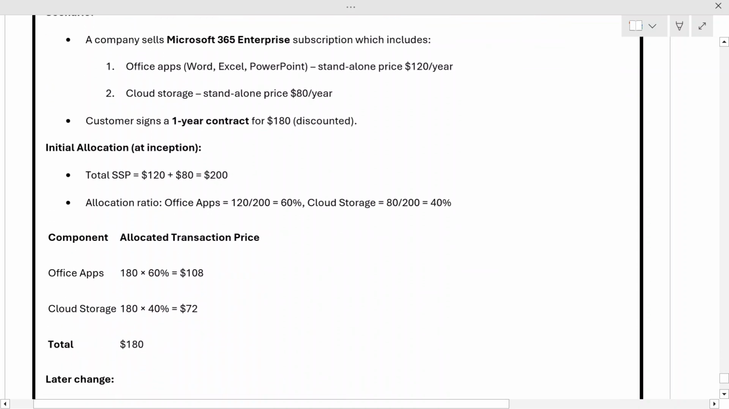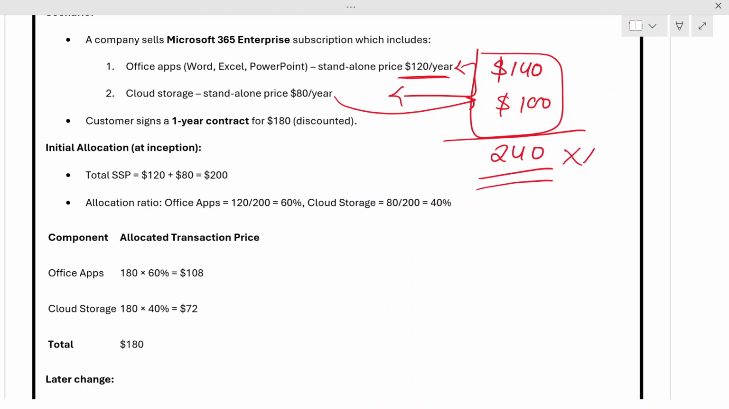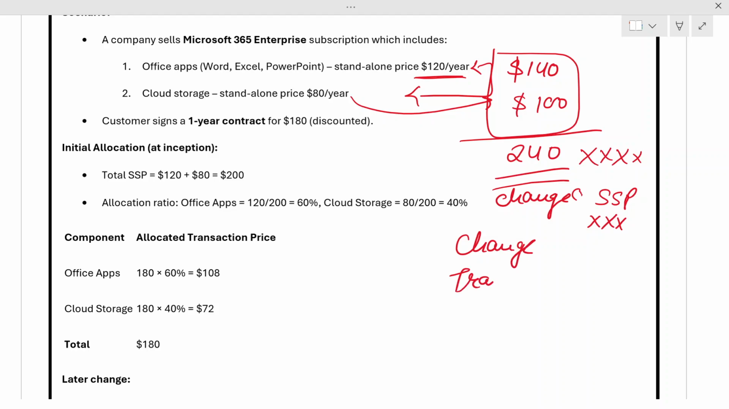these standalone prices may change in the market. This may become from 120 to 140. This may become from 80 to, let's suppose, $100. Even if these change, these become 240, then you won't do the reallocation. So if there is a change in standalone selling price, then you won't reallocate. But if there is a change in transaction price, meaning overall value of the contract, then you will be reallocating always.